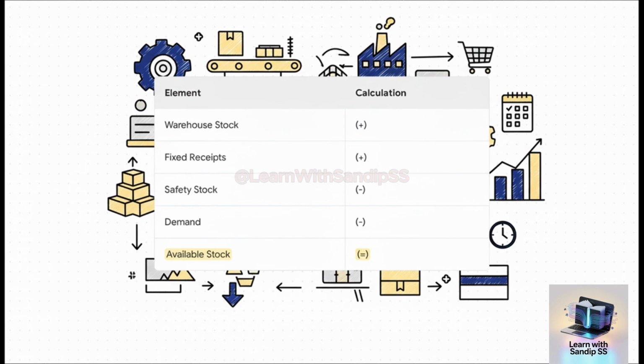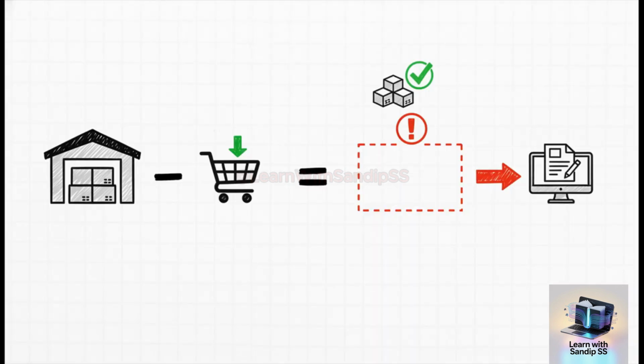It's pretty simple math, actually. The system takes your current warehouse stock, adds any shipments you already have on the way, and then it subtracts your safety stock and any other demand that's already spoken for. What's left over is the amount that's truly available for planning. And the logic here is super straightforward.